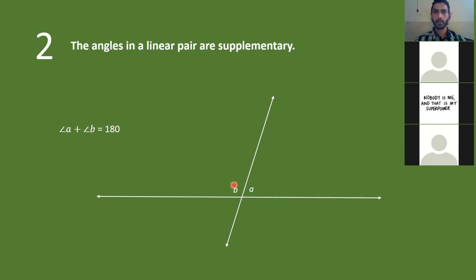And why is it linear? Can anyone tell me why it is linear? We discussed this last time. Because it's a straight line and 180 degrees. Yeah, exactly. Linear as in these 2 angles are situated on the same line. So that's why they are a linear pair.